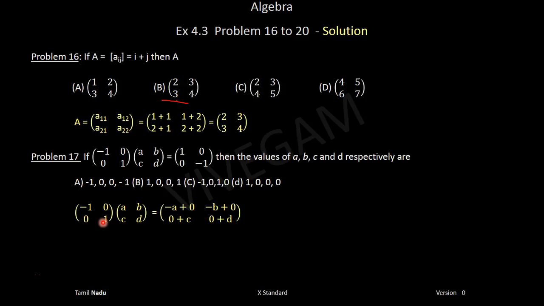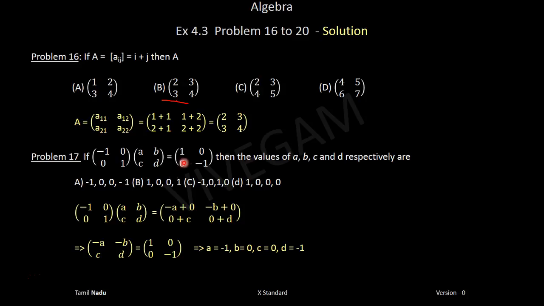Similarly, this is second row and first column. So 0 into A and 1 into C. That is 0 plus C. So what is the element here? This element is second row and second column. So second row of the first matrix and second column. So 0 into B and 1 into D. So 0 into B is 0 and 1 into D is D. Right? So this matrix is basically minus A, minus B, C and D.